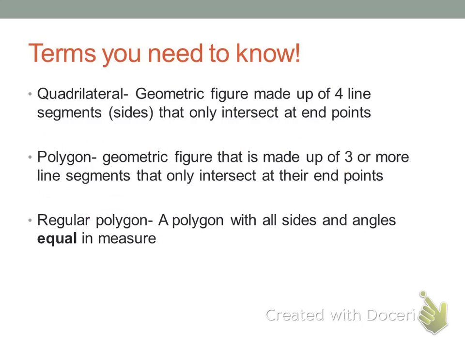Okay, yesterday we learned a couple terms. Make sure that you have these down in your notes. A quadrilateral is a geometric figure made up of 4 sides, and each one of those sides meet at their endpoints. Okay, they intersect at their endpoints. A polygon is a geometric figure made up of 3 or more sides. So a polygon can have 3 sides, 4 sides, 5, 6, 7, 8, 9. It can have a lot of different sides, but it's always made up of line segments that intersect at their endpoints. A regular polygon has congruent sides and angles, meaning that all of their sides and angles have the exact same measure.